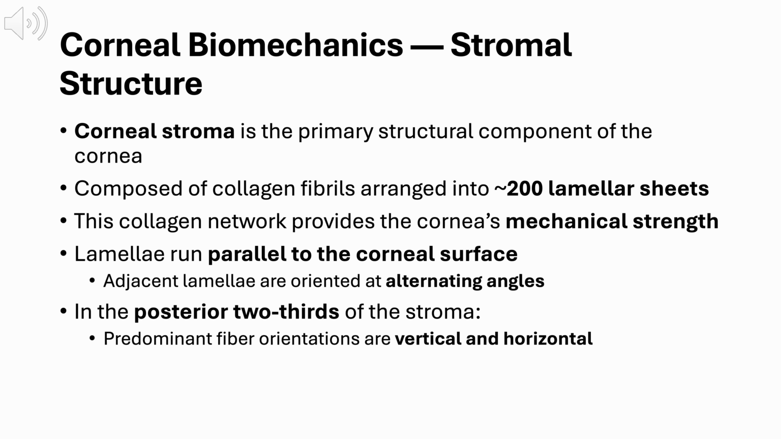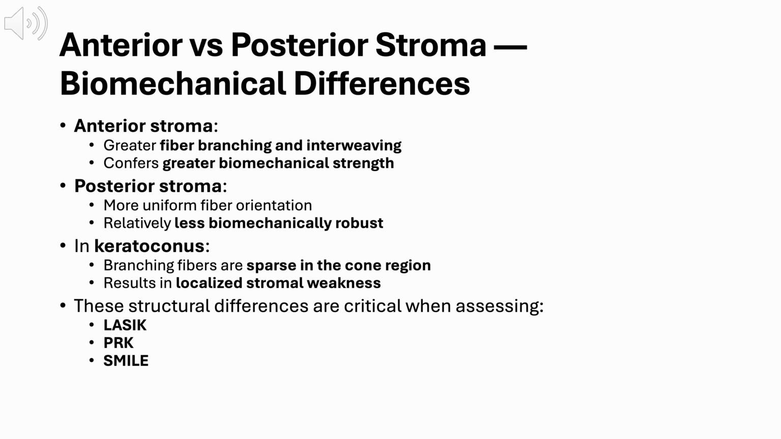That crossed arrangement is key. It allows the cornea to resist deformation from forces in multiple directions while maintaining optical clarity. In the posterior two-thirds of the stroma, the collagen organization becomes more regular, with predominant fiber orientations in the vertical and horizontal directions. This regional organization helps explain why corneal biomechanics vary by depth.